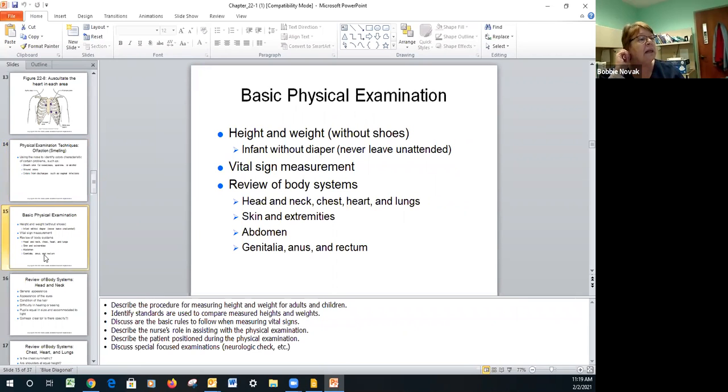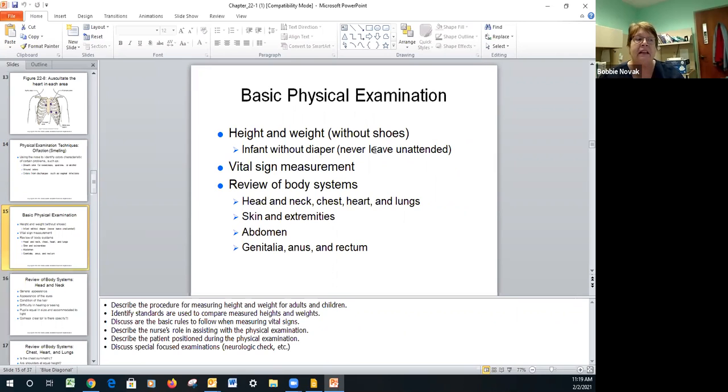So we start our basic physical examination with height and weight. Okay, no shoes on, usually on a standing scale for adults, a platform scale for infants and small children. Okay, we don't want to weigh the diaper on an infant. Okay, and we never leave them unattended.